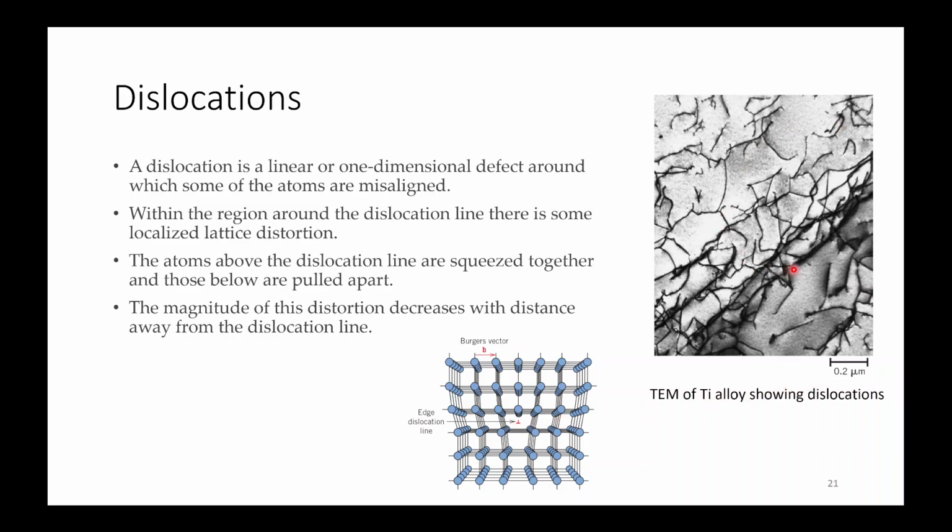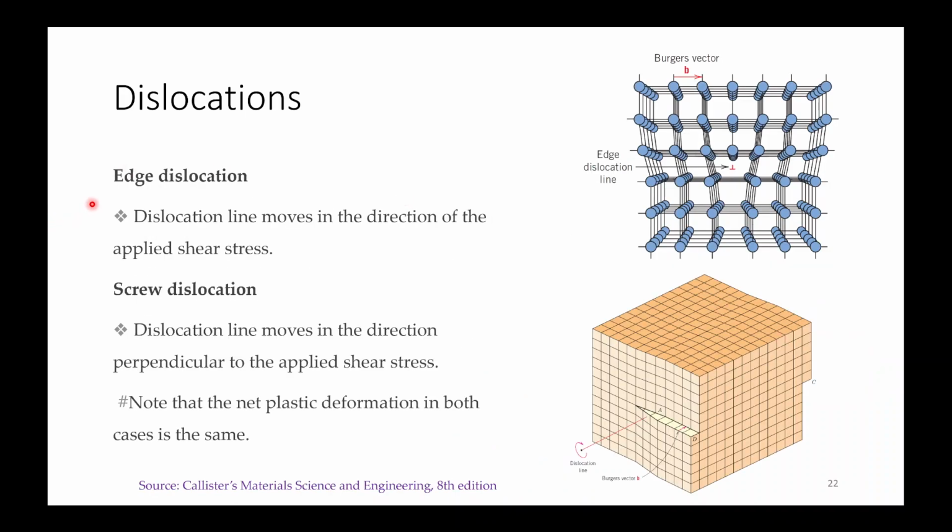This is how dislocations look under TEM. Now there are two types of dislocations. First is edge dislocation, second is screw dislocation. There can be mixed dislocations as well, which combine both characters.